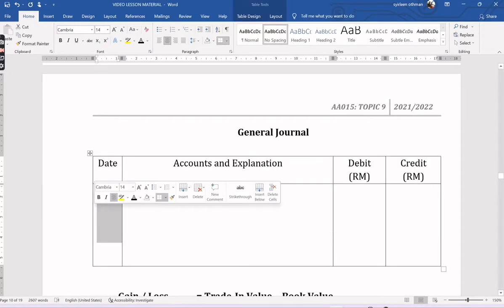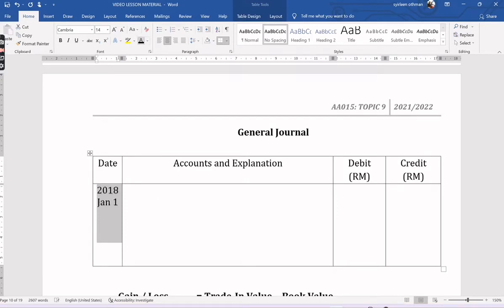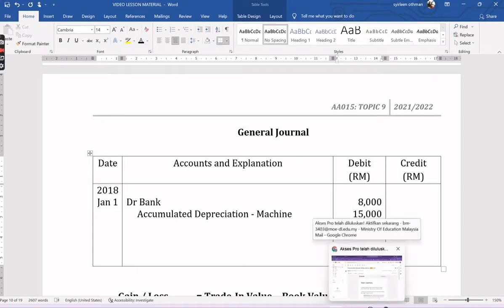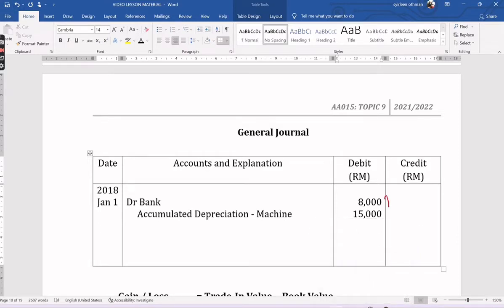The date for this transaction is the 1st of January 2018. There are two accounts debited: one is the bank account, and the other is accumulated depreciation for that machine. Bank is 8,000 and accumulated depreciation for machine is 15,000. There are no more accounts to debit. So if you look here, you have a total of 23,000. Then we look at the credit side.